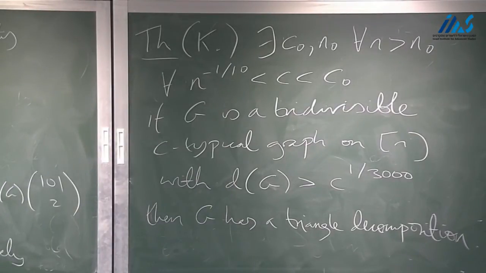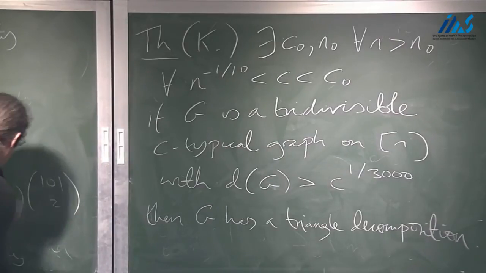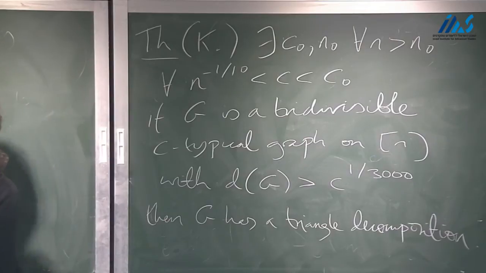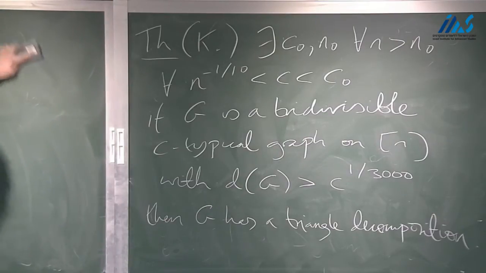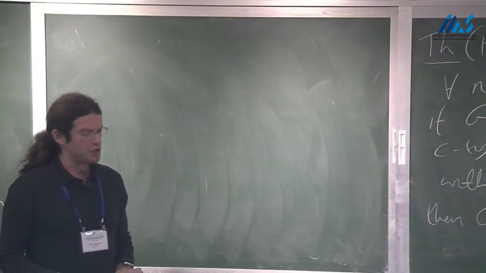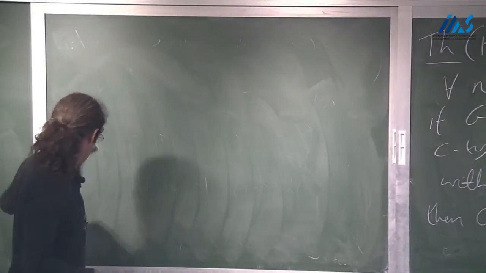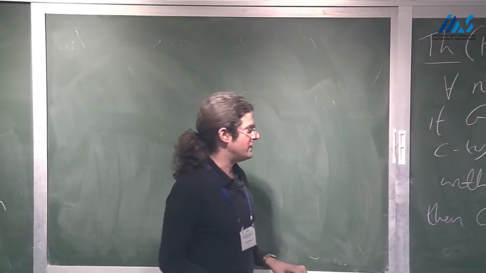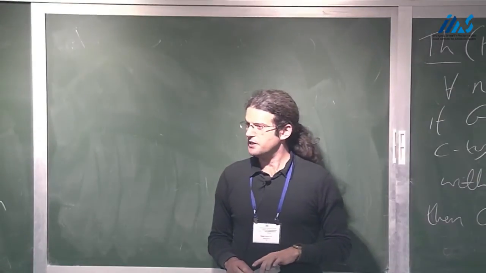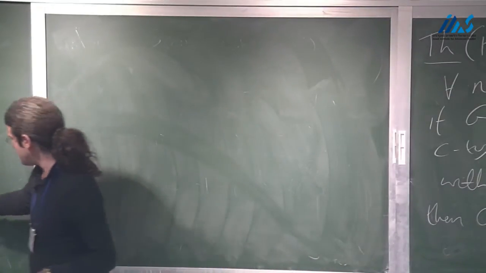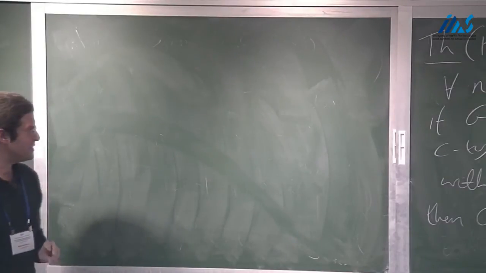Okay, so is the statement clear? Makes sense? For large n, yeah. Good point: the complete graph is trivially typical because you can take these C's to be essentially zero, of order one over n.